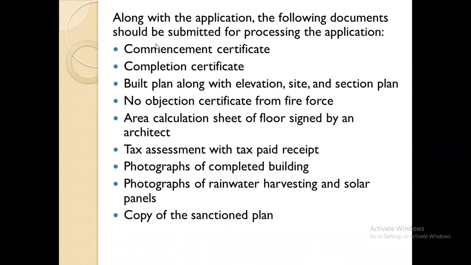As well as, if required, the no objection certificates from the various departments, such as the fire department, then the safety department, then the aviation department, railway department, and so on. So firstly, you have to obtain the no objection certificates from the various departments as per the requirement, and you have to attach them. Then you also have to submit the area calculation sheet of a floor signed by an architect.